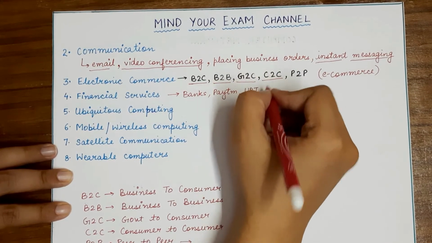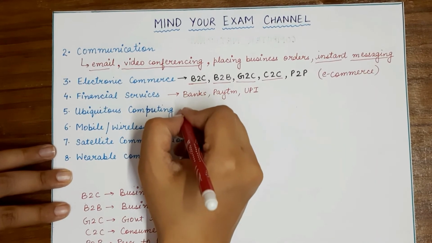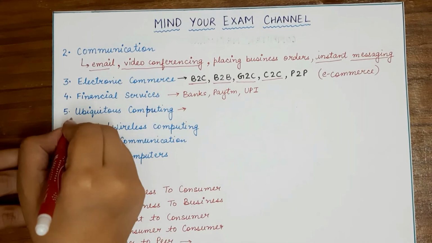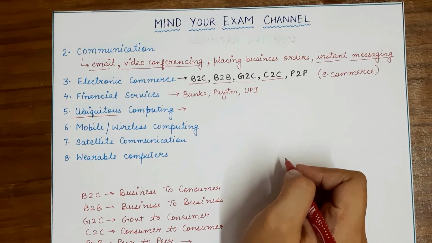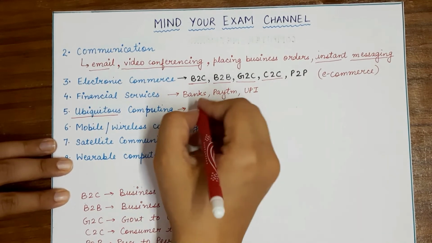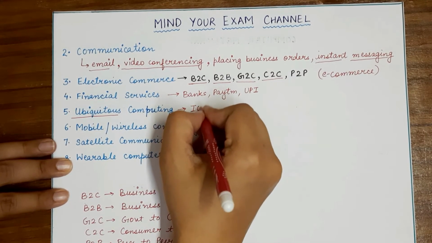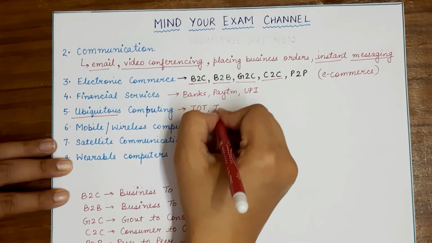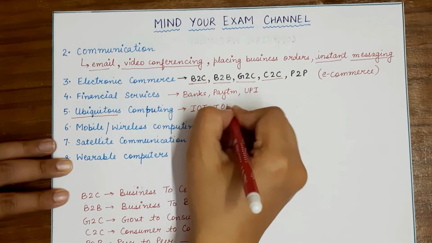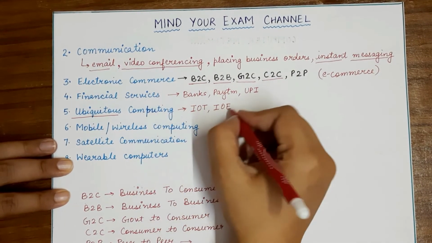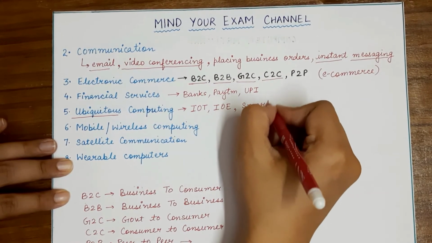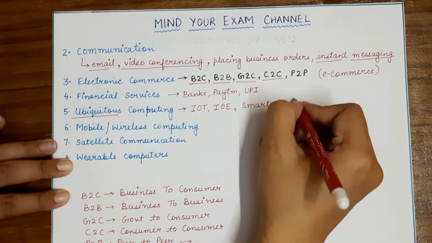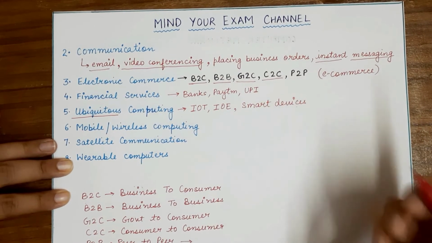Okay, so the next is ubiquitous computing. What do we mean by ubiquitous? Ubiquitous basically means something that exists everywhere. In the very near future you will see the expansion and boom of IoT and IoE. That is, Internet of Things and Internet of Everything, a collection or a network of smart devices which interact with each other so as to provide services to you.